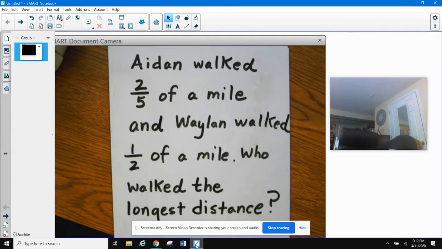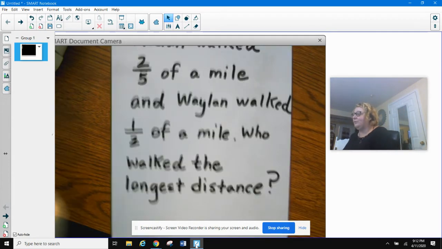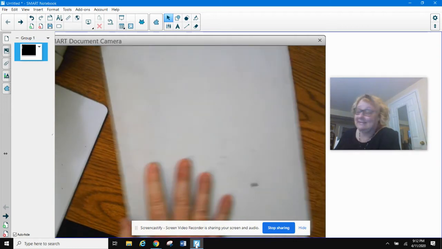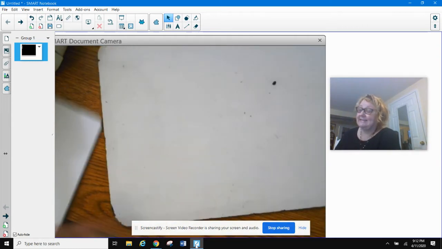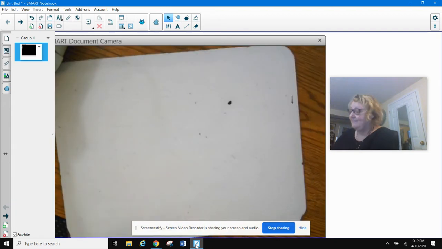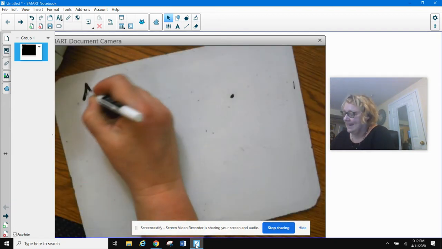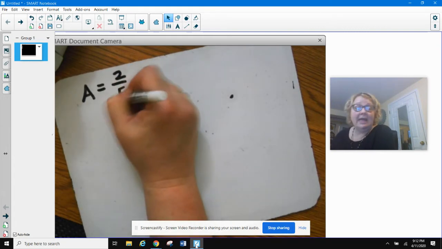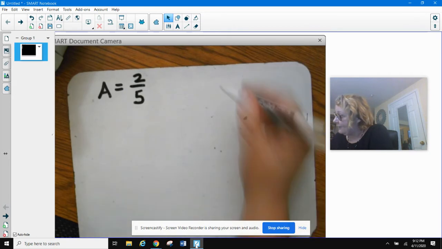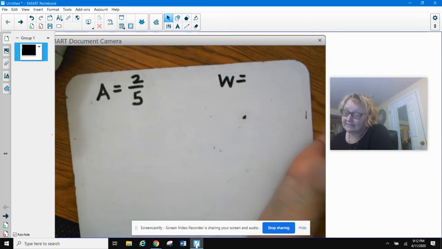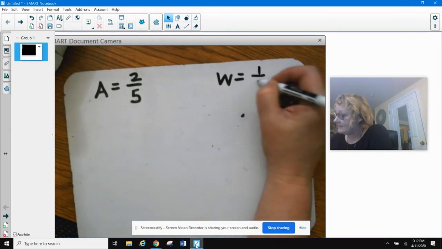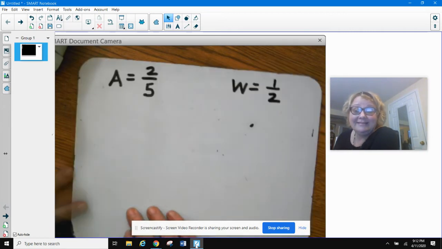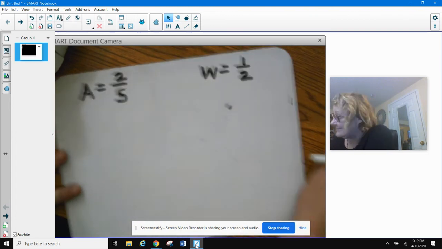Well, the first thing we always want to remember is that our wholes have to be the same size, okay? Let's say that Aiden, we're going to put an A to represent Aiden. He walked 2/5 of a mile. And we know that Waylon over here, he walked 1/2 of a mile. So really what this question is asking us to do is to compare these two distances, these two quantities.